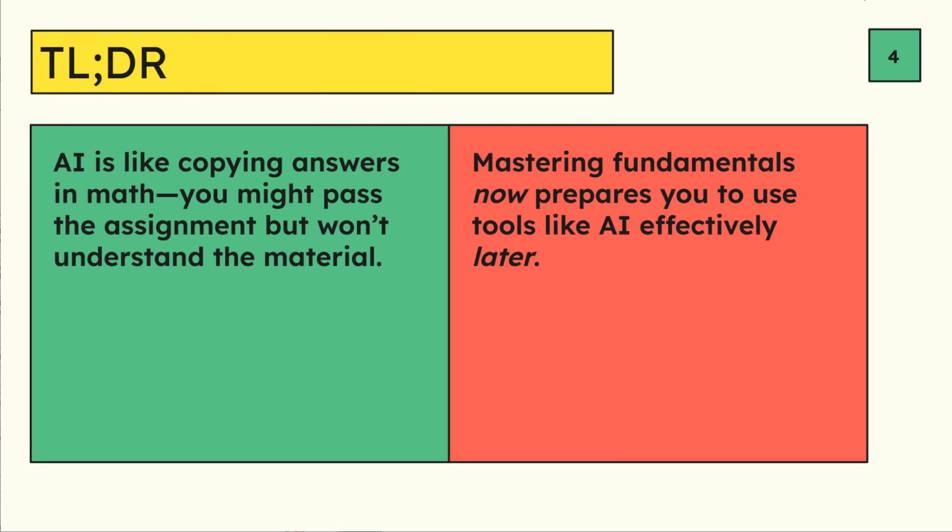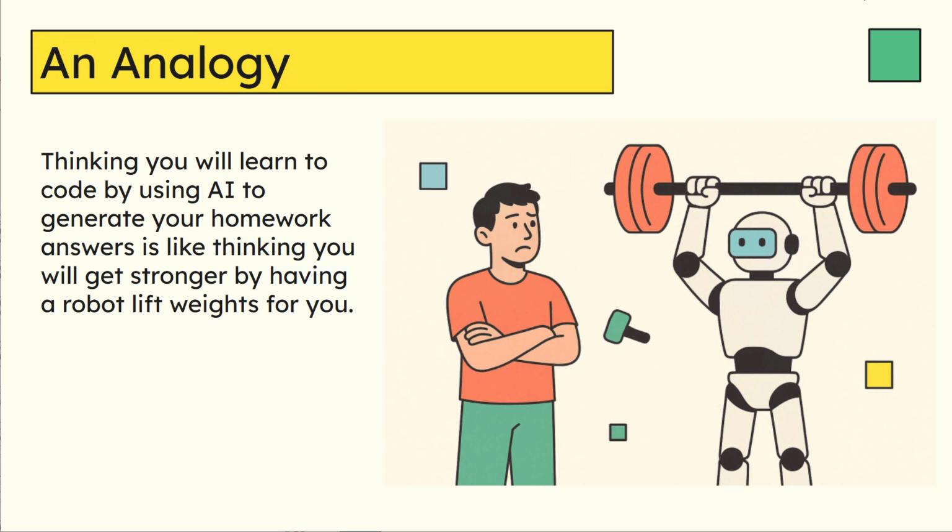In summary, AI is like copying answers in math. You may pass the assignment, but you don't understand the material. If you don't understand the material, what are you going to do when you need to do something that requires that understanding? So if you master the fundamentals now, you'll be able to use tools like AI more effectively in the future. An analogy I like to use would be lifting weights. Thinking that you can learn to code by using AI to generate your homework answers is like thinking that you will get stronger by having a robot lift weights for you. Now you may say, why should I lift the weight? The robot can do it perfectly for me. And that's true. However, if the goal is to have the weight lifted, sure, have the robot do it. But if the goal is to make you stronger, then you should lift it yourself so that you get stronger.